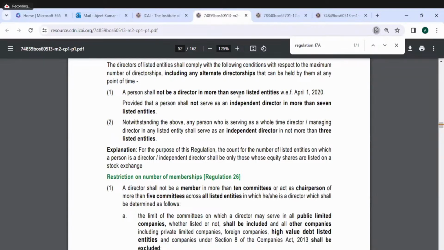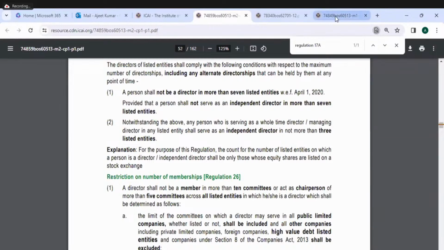I have to read the regulation in full. Notwithstanding the above, any person who is serving as a whole-time director or a managing director in any listed entity shall serve as an independent director in not more than 3 listed entities. So this is now one more thing.